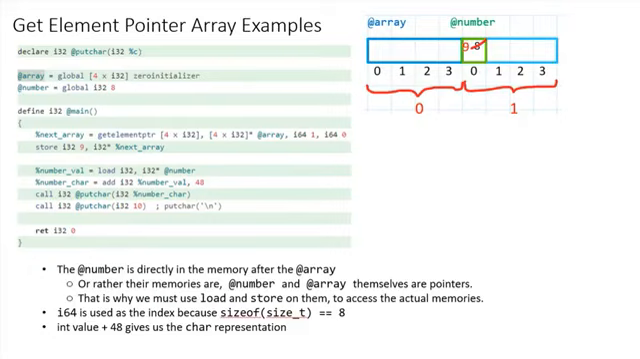Now let's take a look at a possible error that could occur when you're using getElementPointer on an array. Here we are allocating a global array of 4 32-bit integers and initializing them all to zeros. And then directly after that, we're allocating a global variable. It's just an integer and assigning it with the value 8. So the number is directly in the memory after the array, since this @number and @array are actually just pointers to the allocated memory locations.